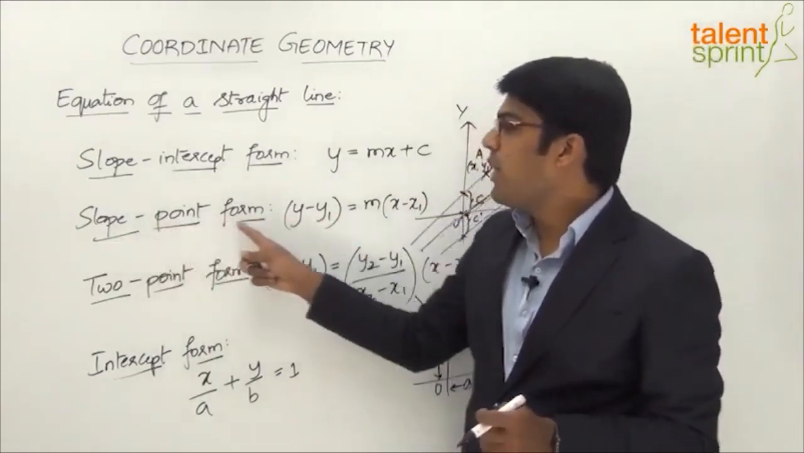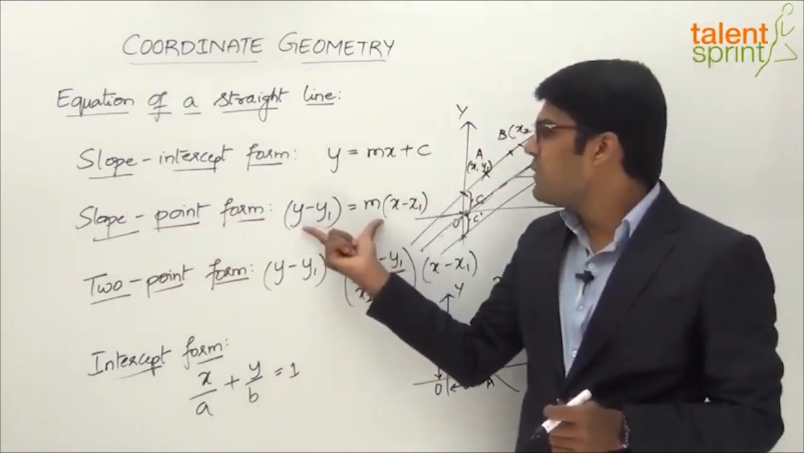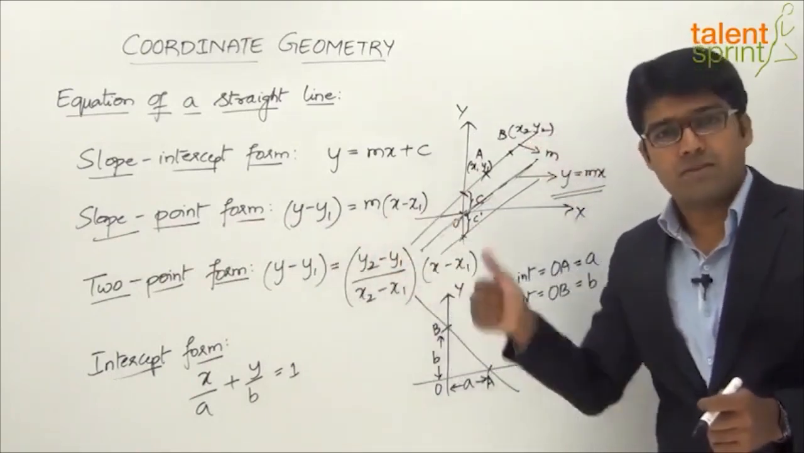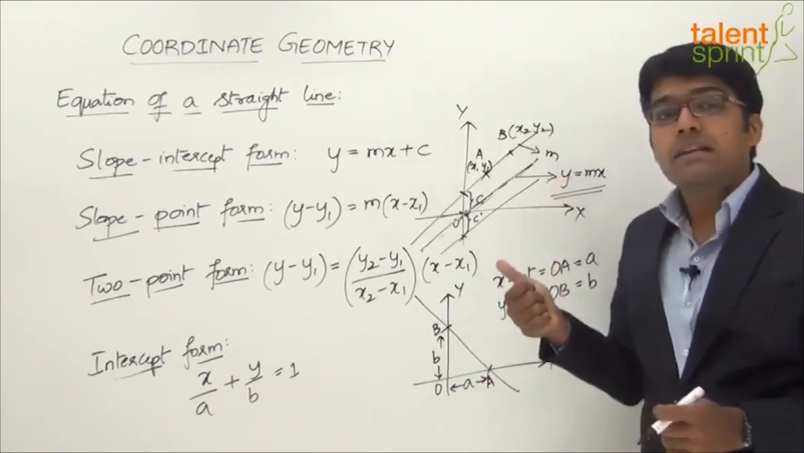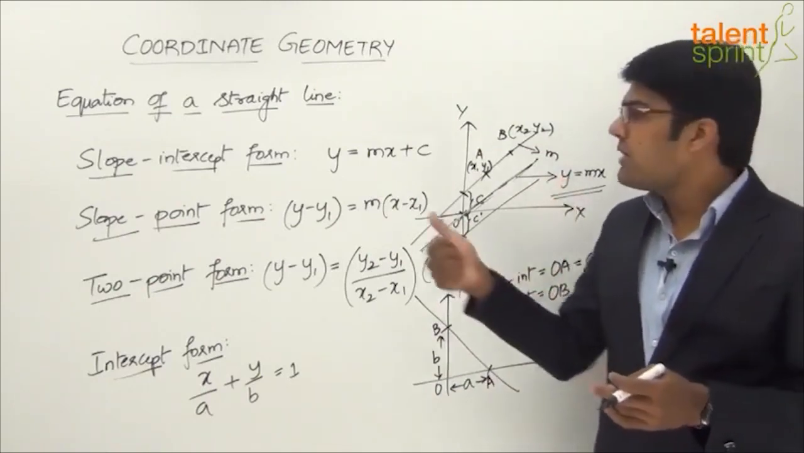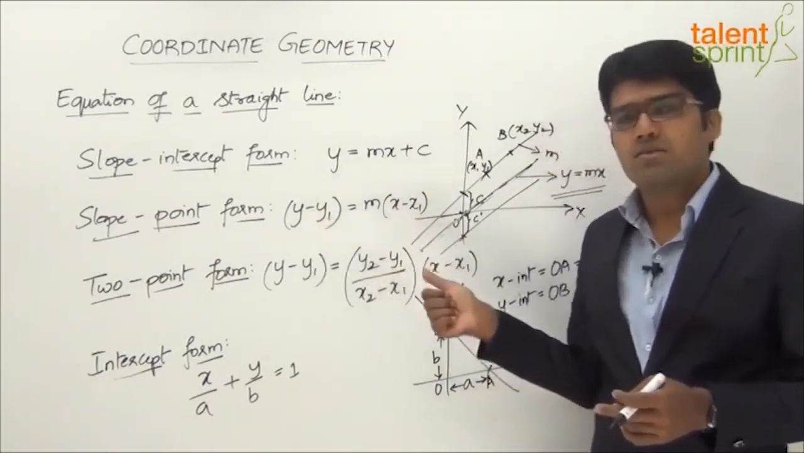If you look at the slope point form, it is y minus y1 equals m into x minus x1. Slope and the point are given. In this case, as we have seen, the point is the origin. So origin means what? y1 and x1 both are 0. So what do we get?